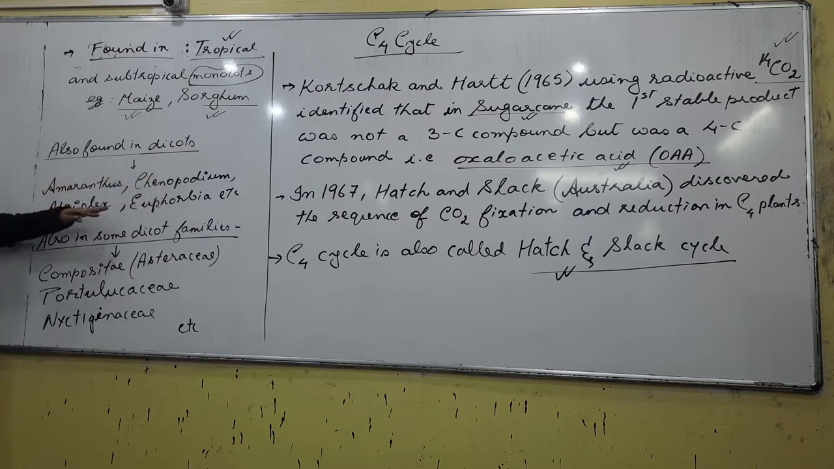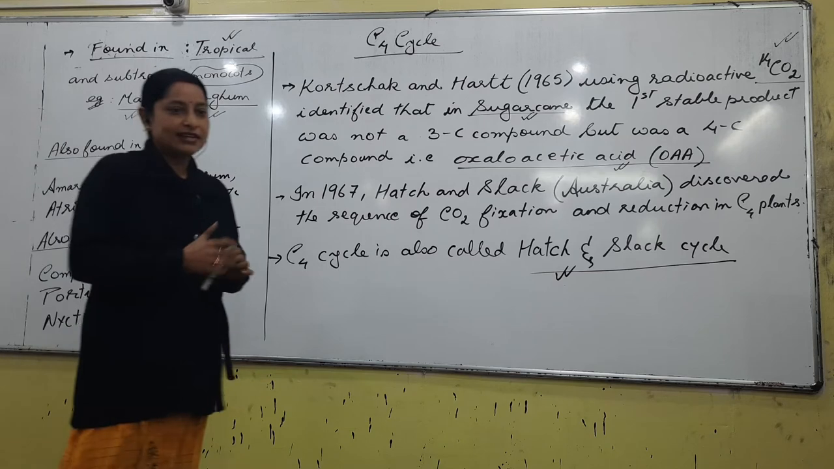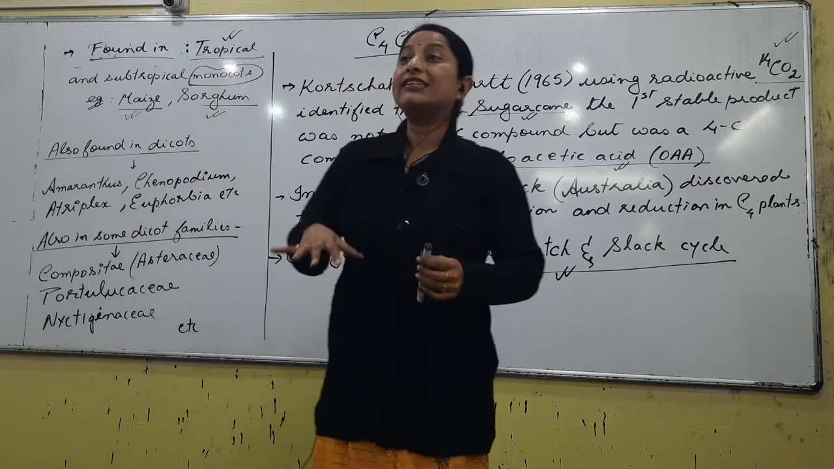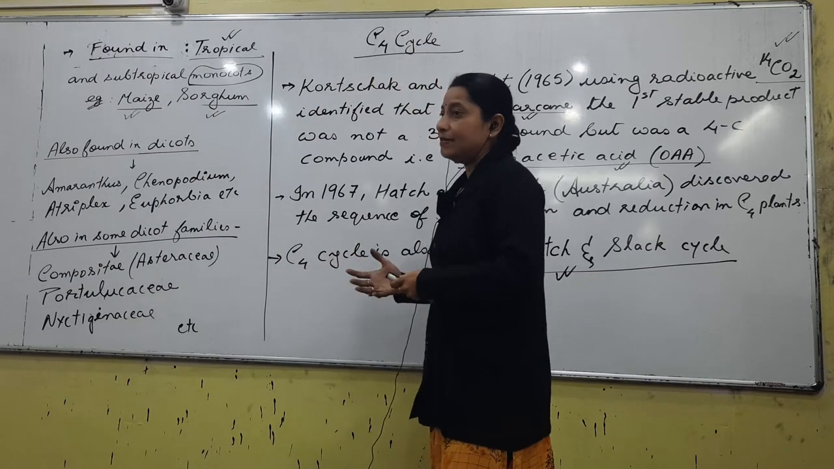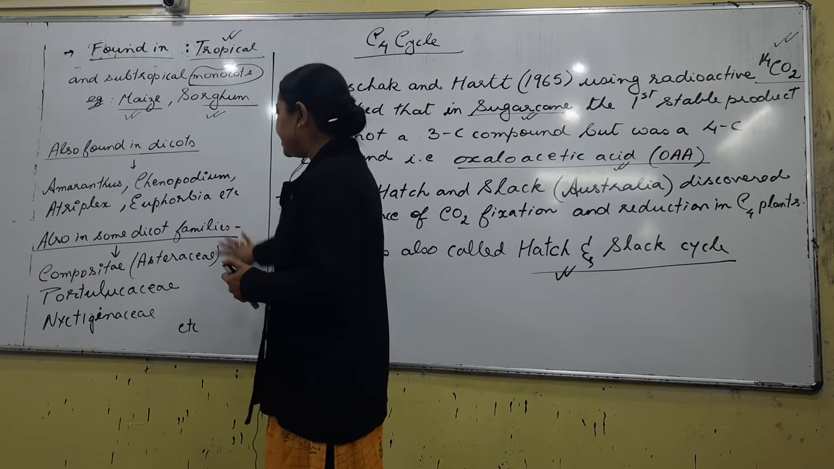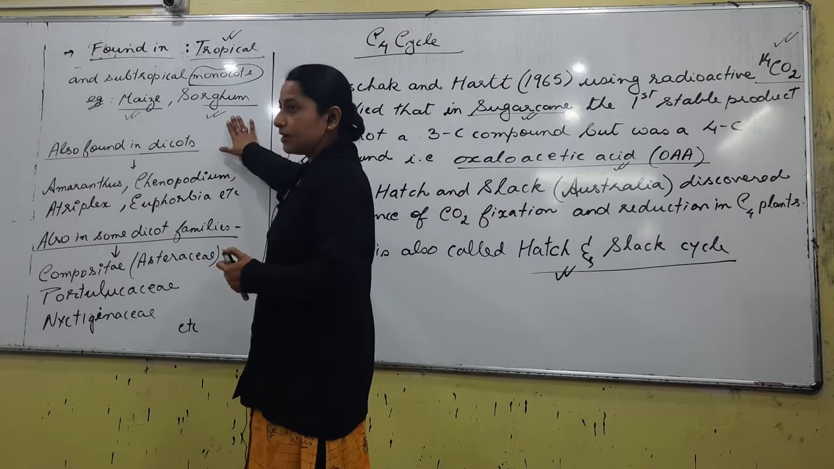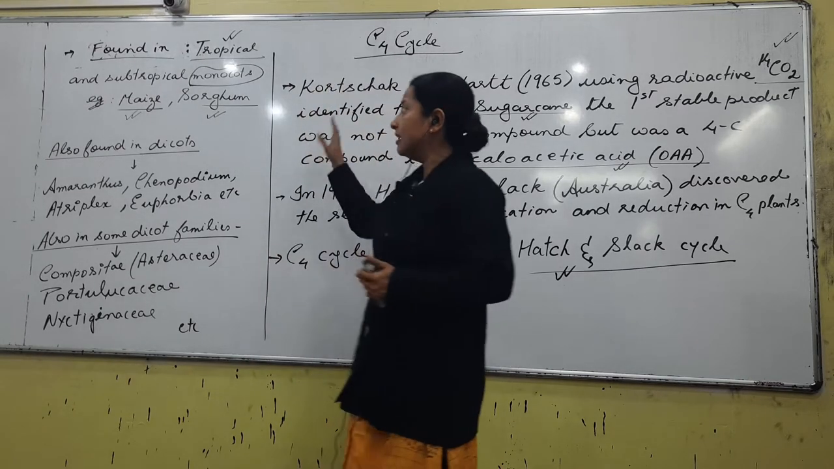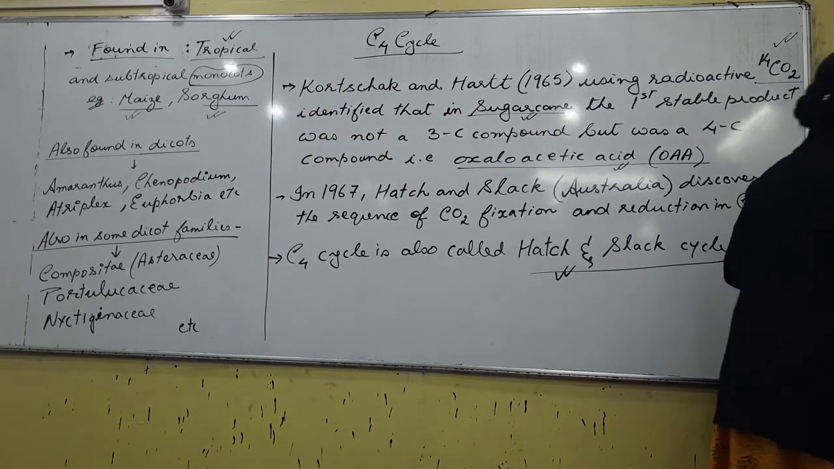Now if you look at these examples, Euphorbia, Atriplex, we did the morphology of one example, if you remember, right? What we remember is that Euphorbia and Atriplex especially are plants that grow in very high, hot conditions, right? Xerophytic type, water requirement low, etc. So remember these examples, and the points that we have ticked, and then there are a few more points after that.